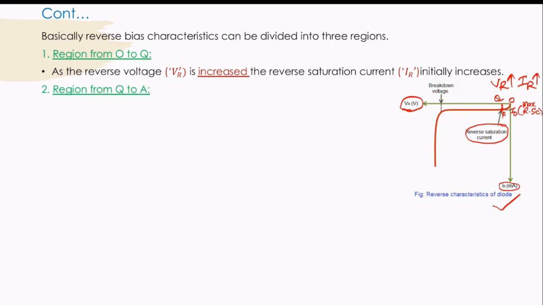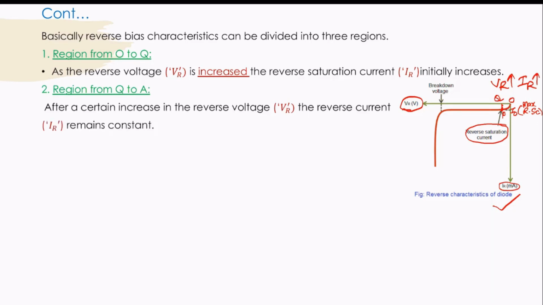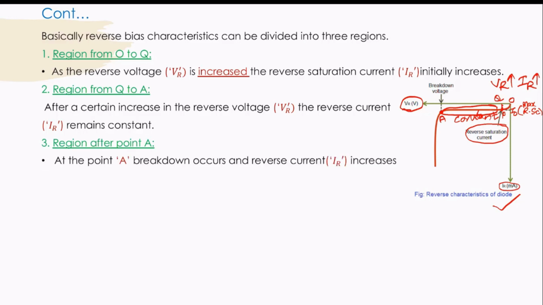The next region is from Q to A. After a certain increase in the reverse voltage VR, the reverse current IR remains constant. This is the region from Q to A, and this is the point A. The third region is the region after point A. At point A, the breakdown occurs and the reverse current IR increases rapidly. So this is the point A at which the breakdown voltage occurs, and after this the reverse current IR increases rapidly.